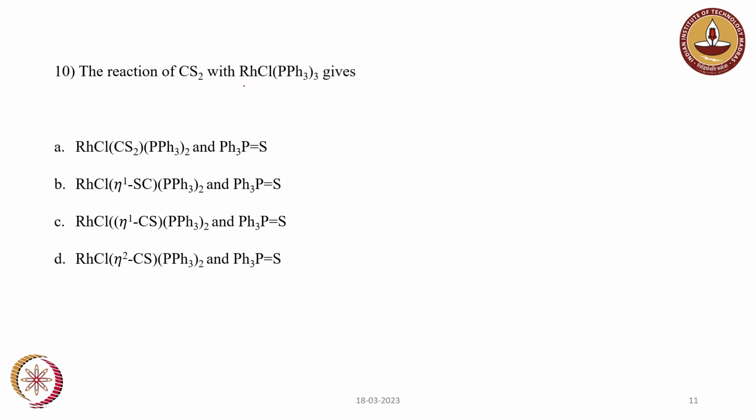So what we have is RhCl(PPh3)3 and reaction with CS2. So we have to write this molecule first. It is Rh as the central metal, then chlorine and PPh3 three times.